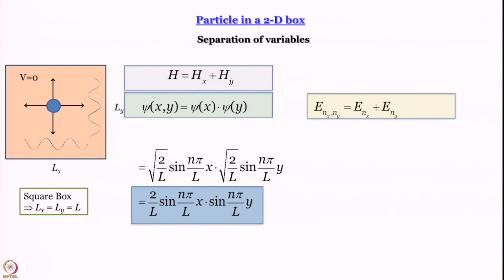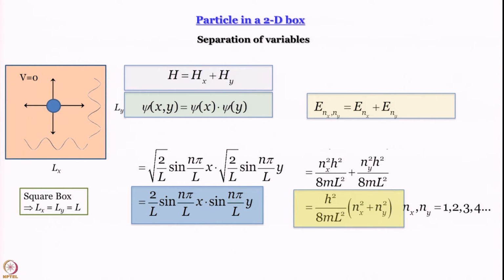Energy, as we said earlier, is going to be the sum of energies for propagation along x and along y. We know the expressions already, we just have to write them. nx square h square by 8 mL square plus ny square h square by 8 mL square equal to h square by 8 mL square multiplied by nx square plus ny square. nx and ny as usual are 1, 2, 3, 4, etc. These are all positive integers.